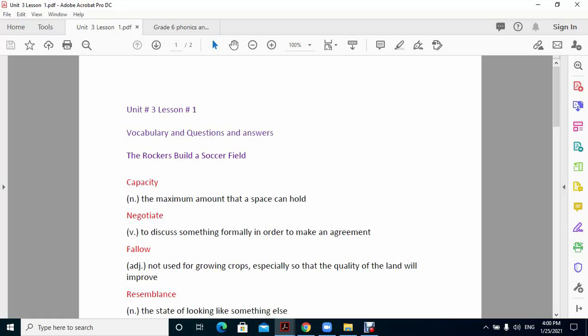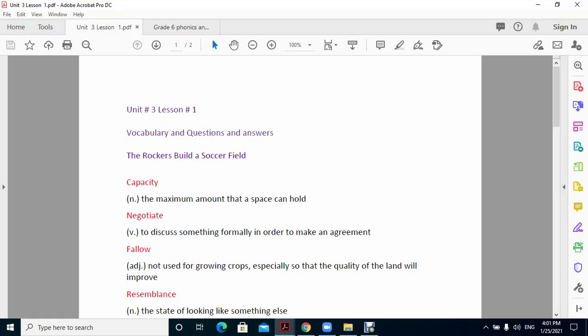This is lesson 1 from unit 3, vocabulary and question and answers. Name of the lesson is The Rockers Built a Soccer Field. In this brief review video, we will talk about the vocabulary and the question and answer, which is in the form of multiple choices. So the first word is capacity, which is a noun, and it means the maximum amount that a space can hold.